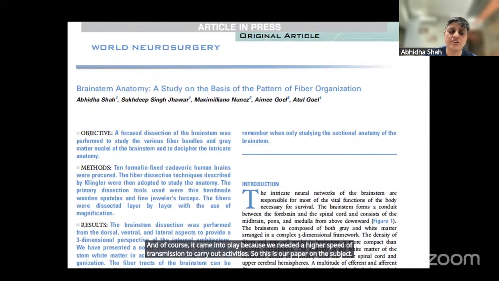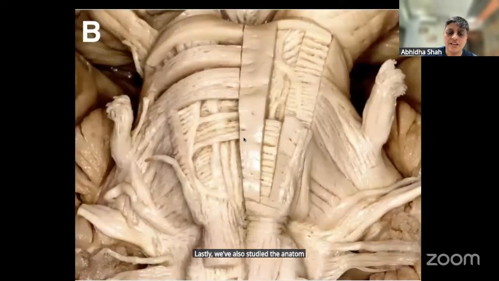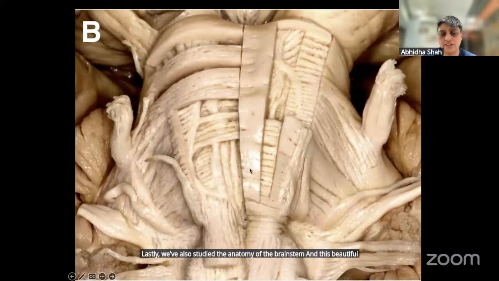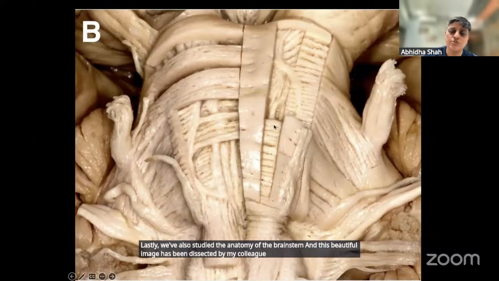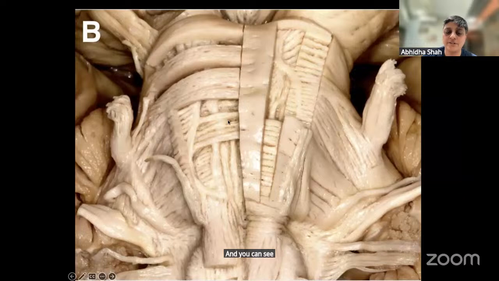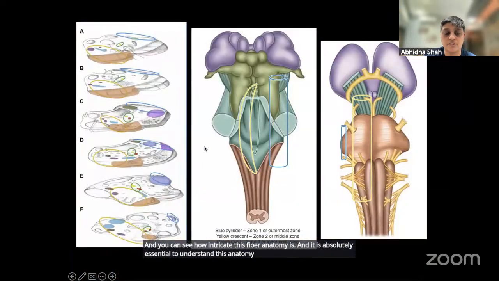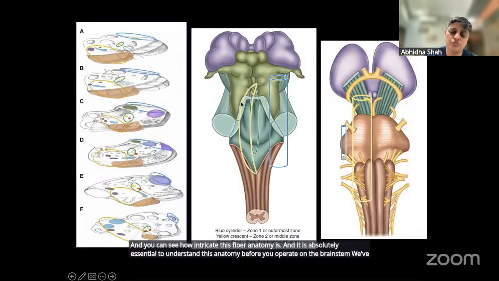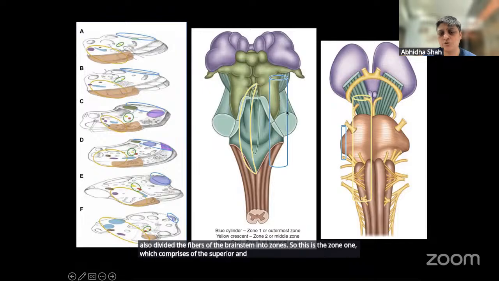Lastly, we've also studied the anatomy of the brainstem, and this beautiful image has been dissected by my colleague, Dr. Subdeep. You can see how intricate this fiber anatomy is, and it is absolutely essential to understand this anatomy before you operate on the brainstem. We've also divided the fibers of the brainstem into zones. This is zone 1, which comprises the superior and inferior brachium, and the superior, middle, and inferior cerebellar peduncles, and it is a safe area to enter the brainstem.